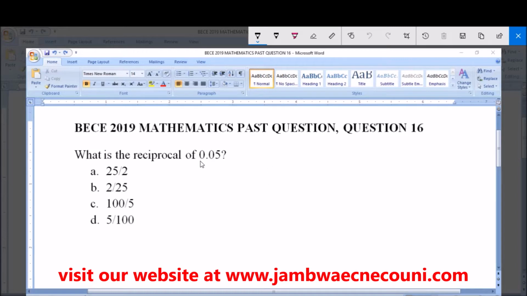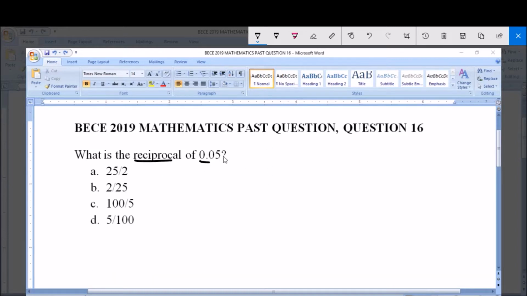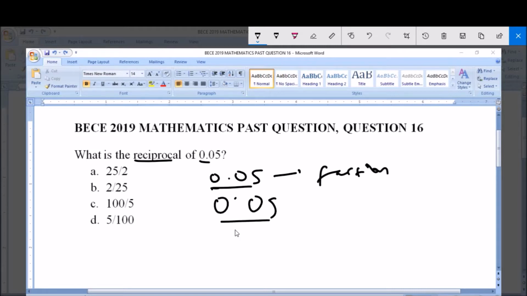So we are asked to find the reciprocal of 0.05. Now for us to find the reciprocal of 0.05, we have to convert this decimal into a fraction. Now how do we convert a decimal into a fraction? It is very easy. Like we know, this 0.05 simply means 0.05 all over 1.